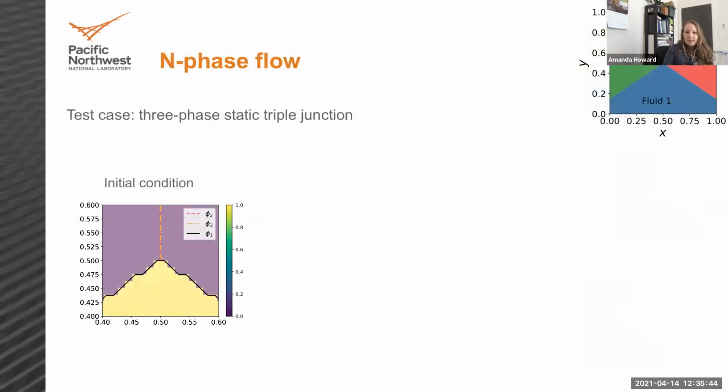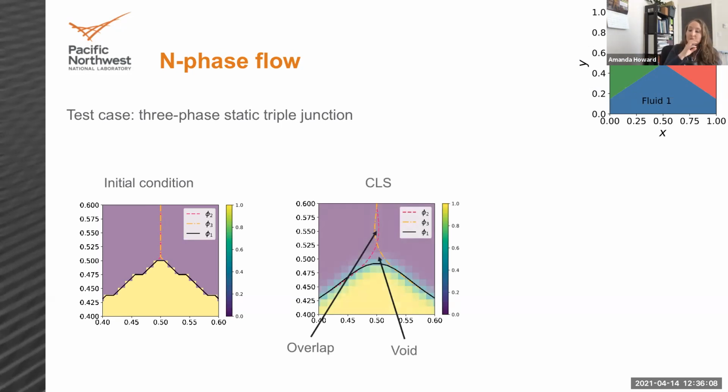So if we look at how this works on a really simple case, we're going to consider my triple junction example, and we're going to initialize a simulation where the color function is defined as 1 if that grid cell is inside fluid 1 and 0 otherwise. And then the same thing for the other 2 fluids. Then we're going to repeatedly solve the compression diffusion equation to steady state and see what happens. If you solve independently, so this is the old method, you get a void here. So this area in the center has no fluid in it. And then we also have an overlap here. So there's 2 fluids in that regime.